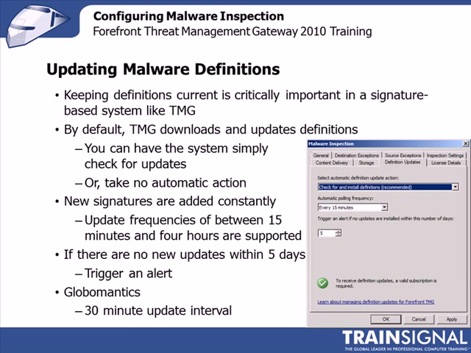And as you can see by the shot on your screen, by default it checks for and installs definitions every 15 minutes. Now it doesn't necessarily install definitions every 15 minutes, but it checks for new ones every 15 minutes. And if there are no updates for 5 days, an alert will be generated on Threat Management Gateway because that's too long for there to be no updates. You can have update frequencies of anywhere between 15 minutes and 4 hours. For Global Mantics, they actually want to change this to a 30-minute update interval. So we're going to go over to the Threat Management Gateway server and make this change right now.